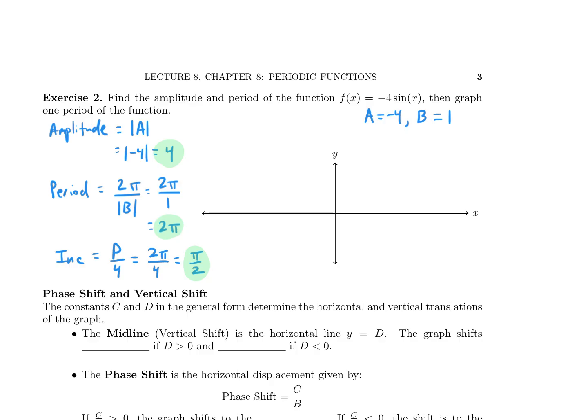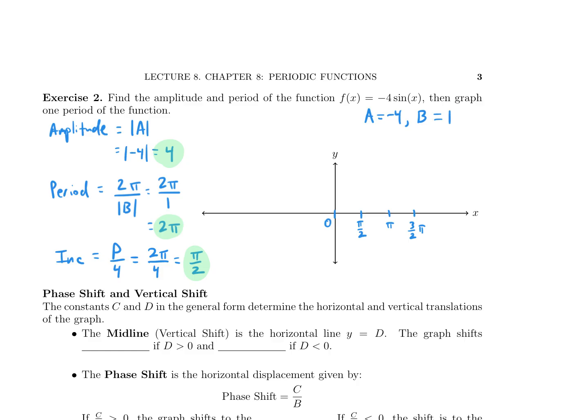So now we can start to graph this function. We're going to start at 0 once again, and then our first increment would be pi over 2. And then if you add pi over 2 to that, you're going to get pi. And then if you add pi over 2 to that, you'll get 3/2 pi.